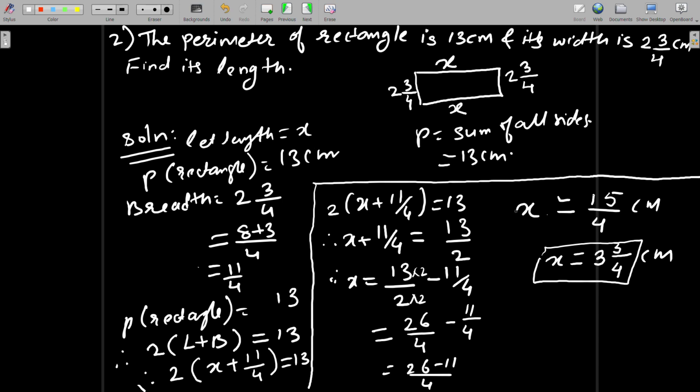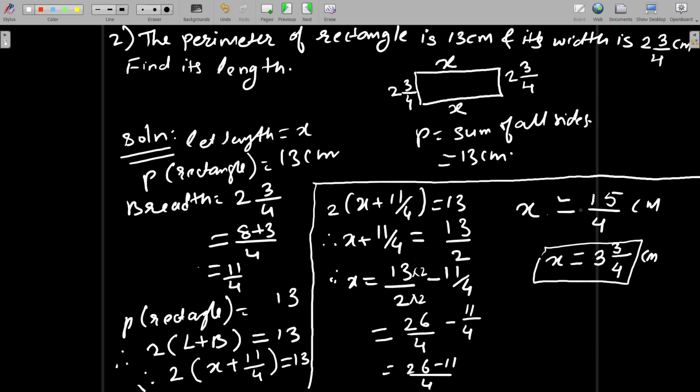Got it? So this is how we can solve the example. Let me just write it properly. It is not visible. Okay. Hope you got this.